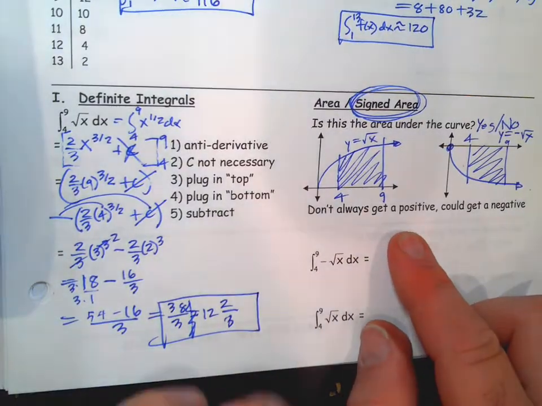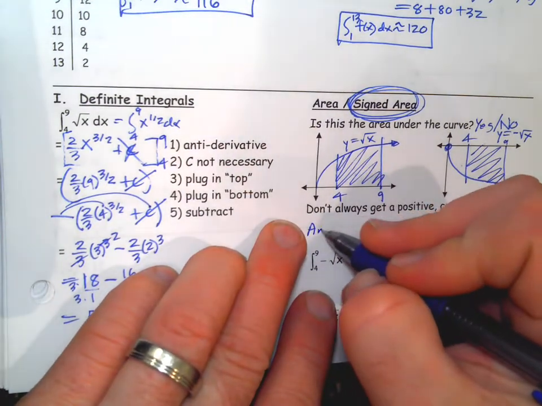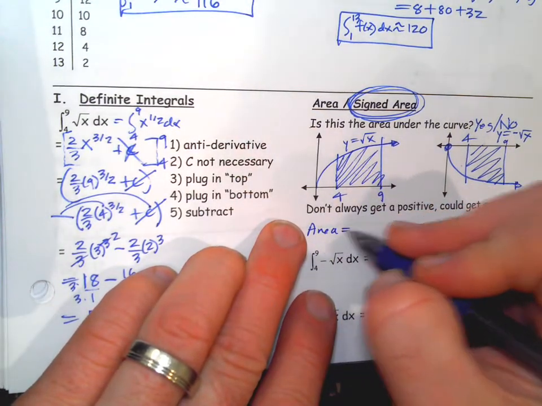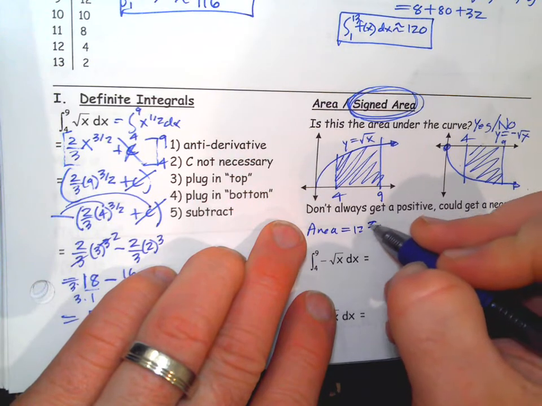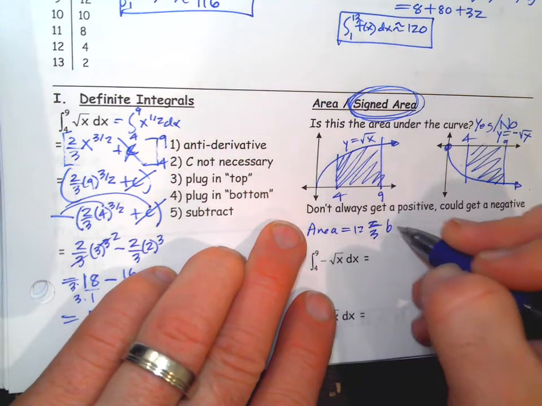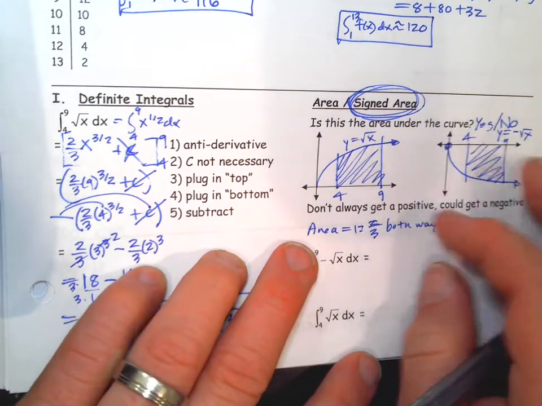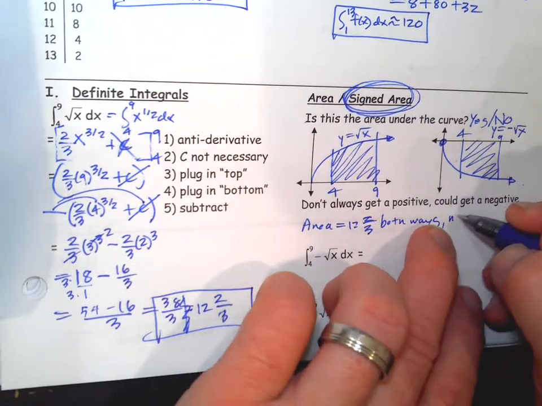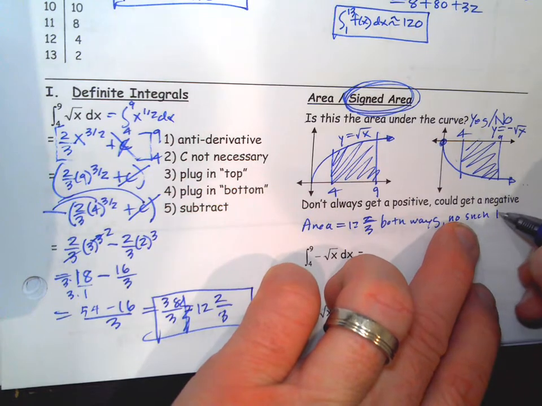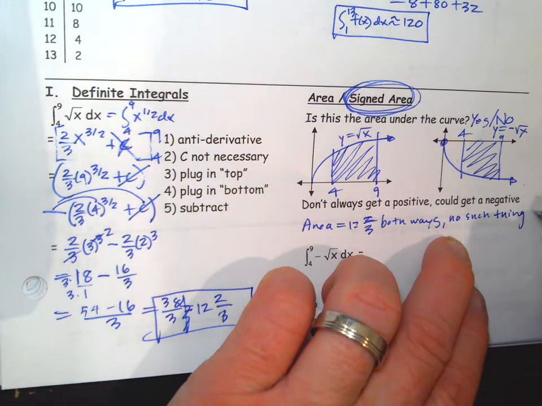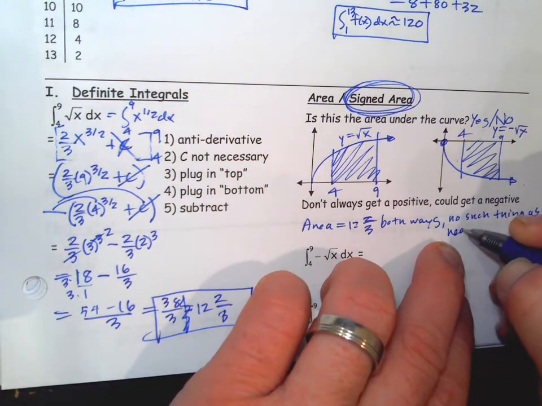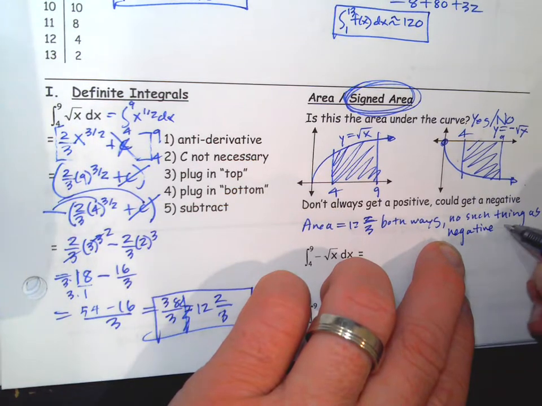So over here, in both of these problems, the area is 12 and 2/3. Both ways, the area can't be negative, right? No such thing as negative area. Okay, area can be negative.